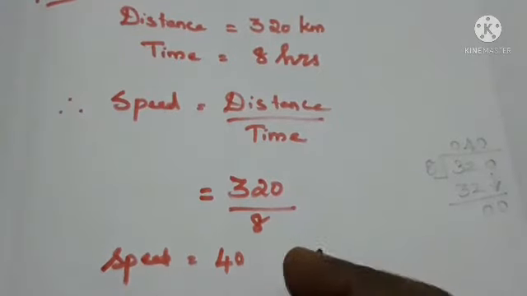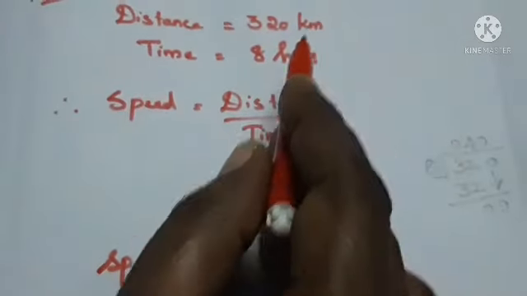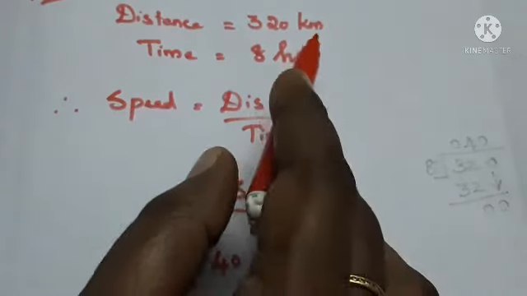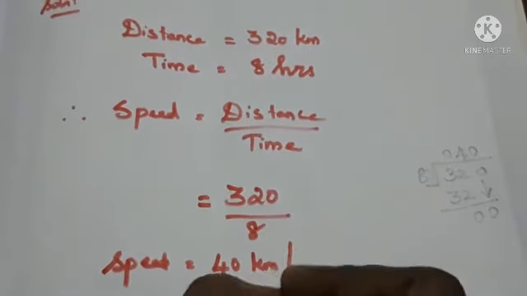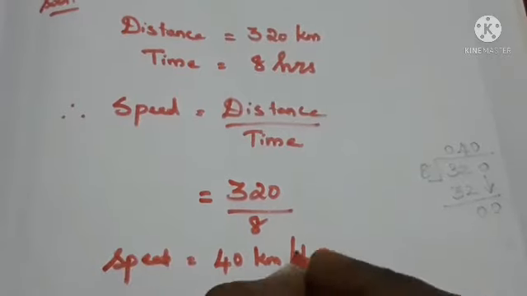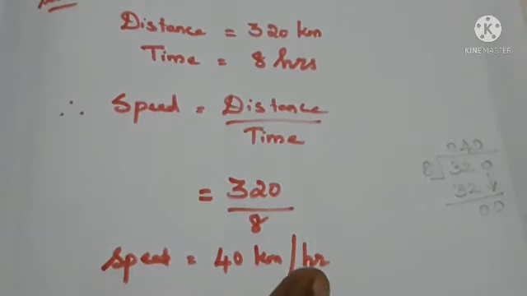So we can write 40. What unit do you want to write? We have kilometer and hour. So we can write kilometer per hour. What does this mean? Divide. That means per. So, kilometer per hour.